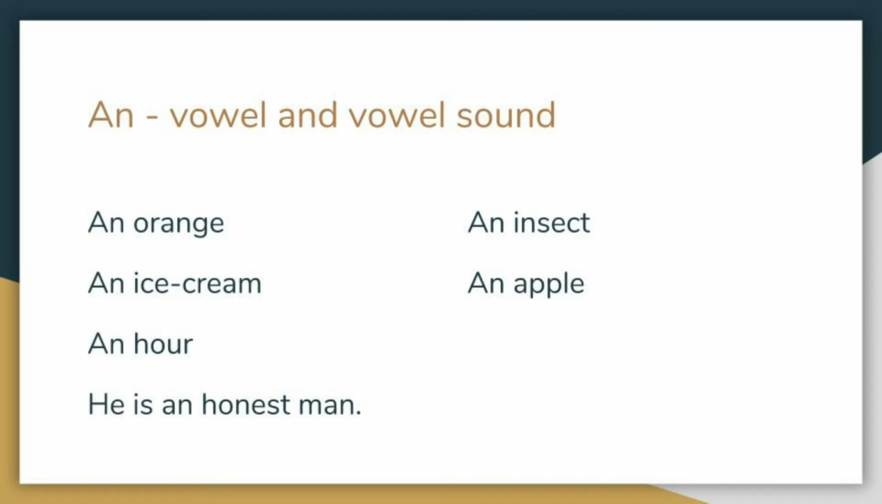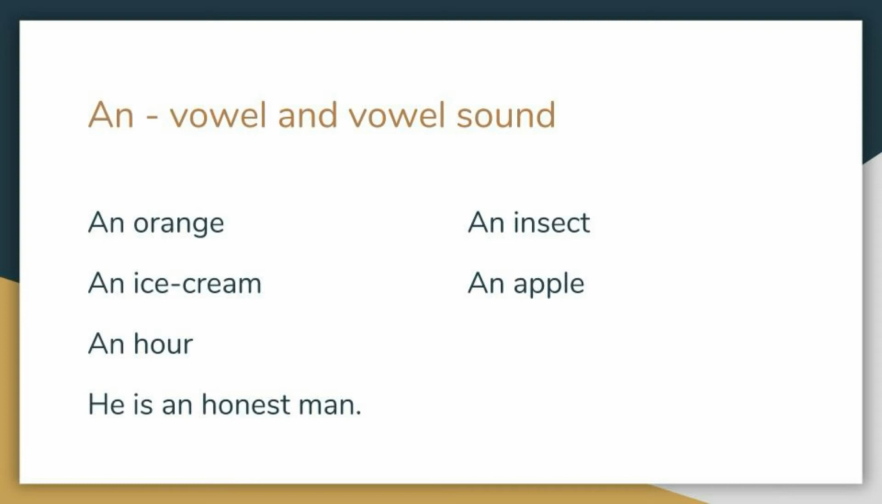Those words that sound like a vowel, we use an here. For example, an hour. We cannot say "a hour", we say "an hour". And hour sounds like a vowel, thus we use an hour instead of a. Here is another example. He is an honest man. We cannot say "a honest". So here we use an honest because honest sounds like a vowel.